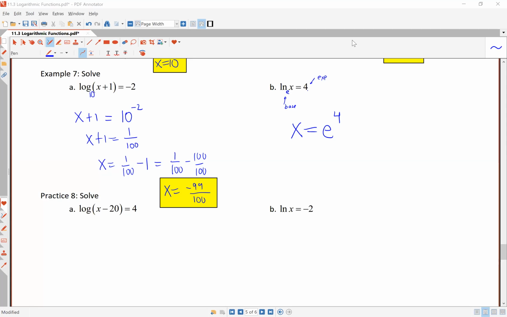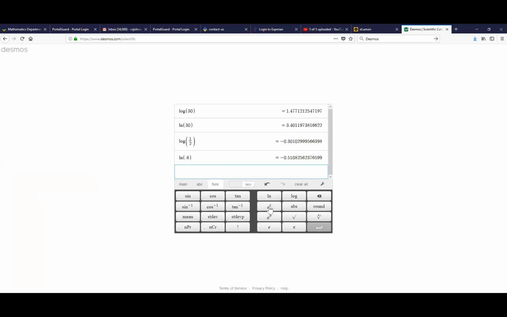To estimate e to the 4th, we would need our scientific calculator. We find the e to the x button, put in a 4, and we see it's about 54.598. It makes sense that it's so big because e is close to 3, and 3 to the 4th is 81, so about 54.598.